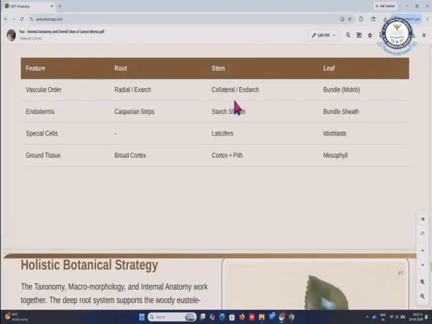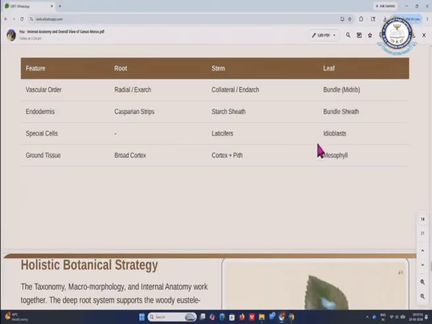and under a genus. Then we have organ comparison, internal organ comparison. If we see the vascular order, it is the root, stem and the leaf. As we have mentioned, the vascular system is present in the root, the stem and the leaf, and this is a radial or exarch type of condition which is seen in the root. In the stem we see the collateral or endarch type of condition, and in leaves we see bundles in the midrib, that is the major rib, the major vein in the leaf, which is the midrib.